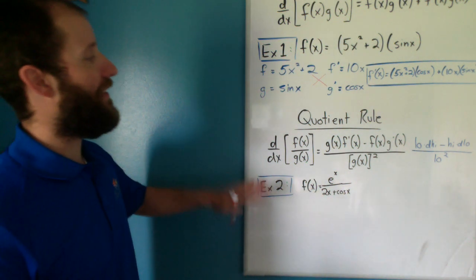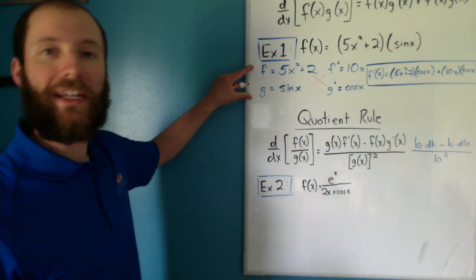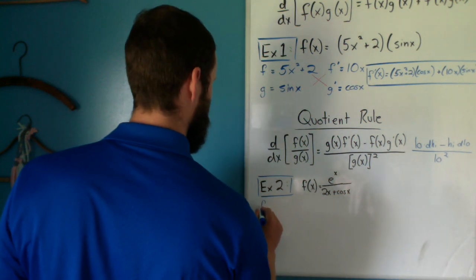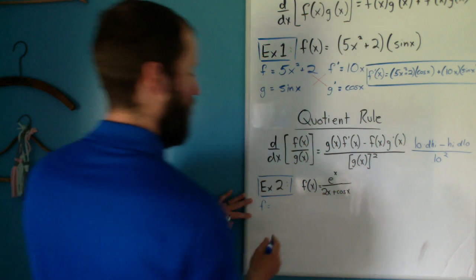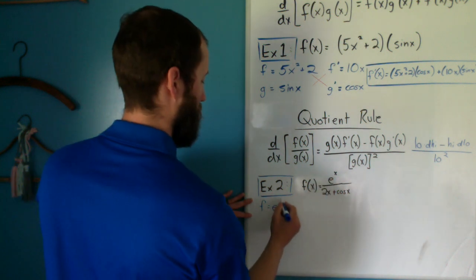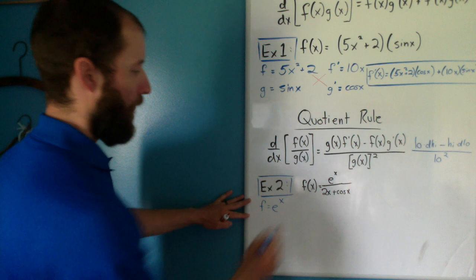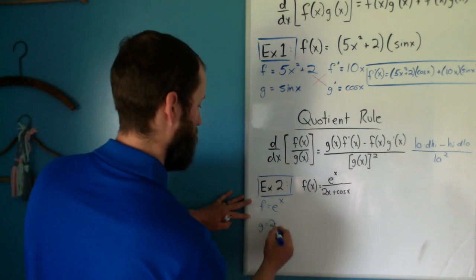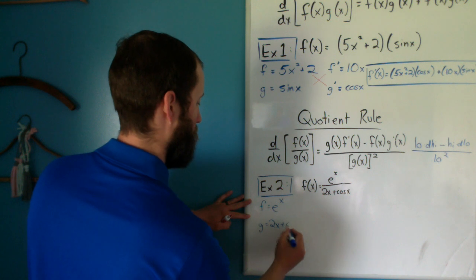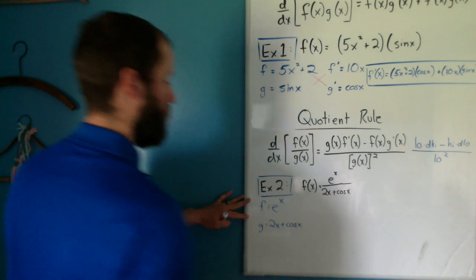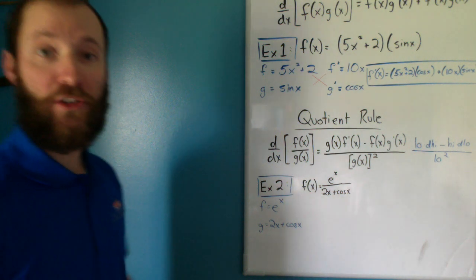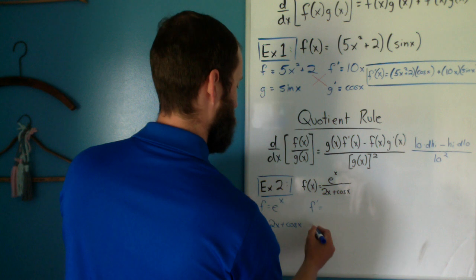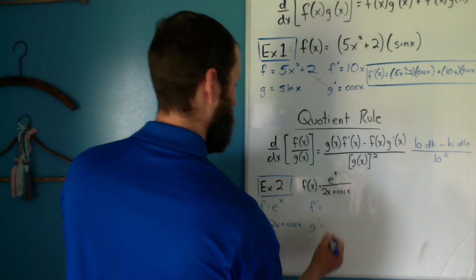Now, how I'm going to set this up is going to be similar to product rule. I'm going to get all my puzzle pieces. So I need f, the high function. Now that's going to be what's up top, e to the x. My low function, what's down below? So I have f and g, my high and low functions. Now let's get their derivatives, f prime and g prime.